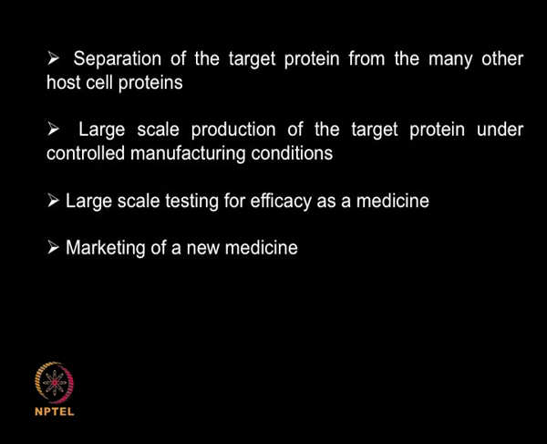Then I need to consider the separation of the target protein from several hundreds of proteins. Then I need to consider controlled manufacturing conditions. When I say controlled, we are talking about the ambient conditions, sterility, purity, and so on. And then I should be able to do a large scale testing for efficacy as a medicine, because once you make the protein at large scale, you may have to test it in several patients or cases to see whether it works at that particular scale.